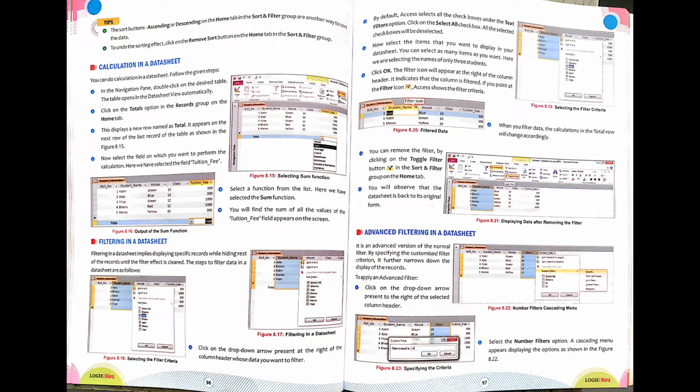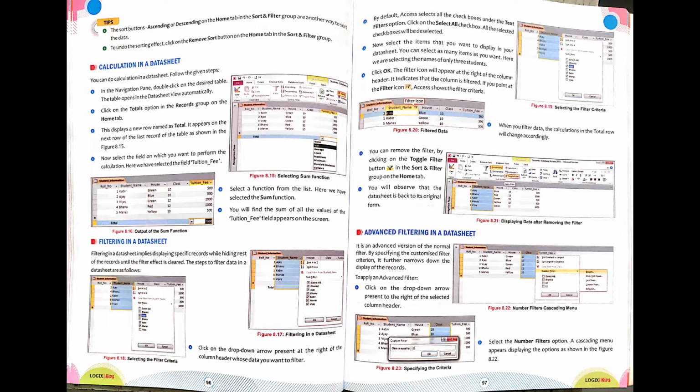You can see it. Advanced filtering in the datasheet. It is an advanced version of the normal filter, specifying customized filter criteria. It further narrows down the display of the records.